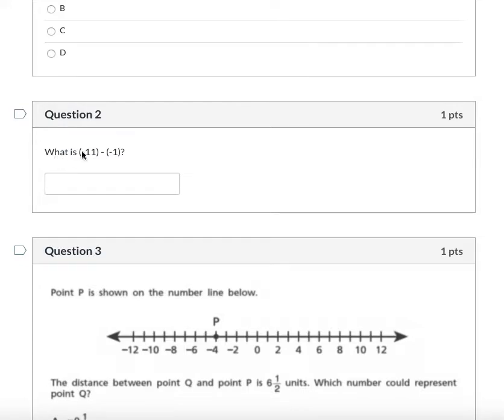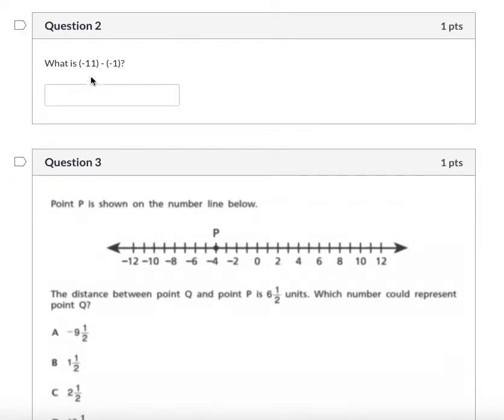Question 2. What is -11 minus a -1? Type in your answer in this box.